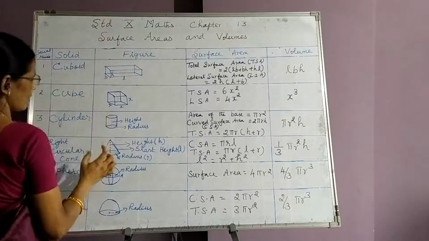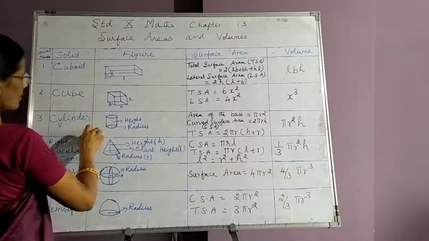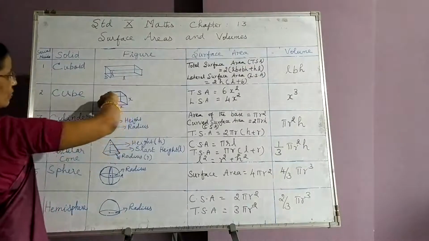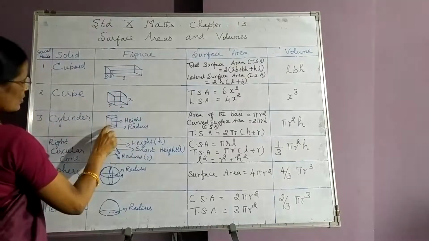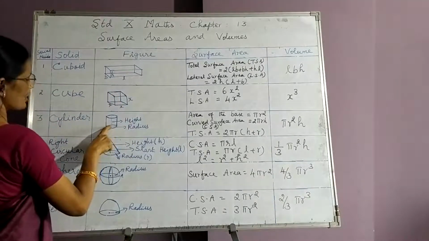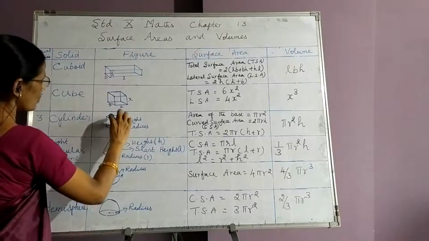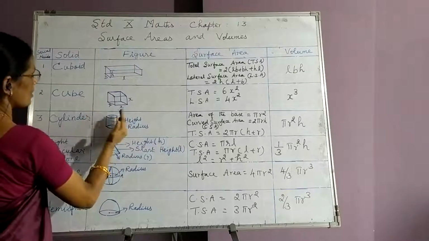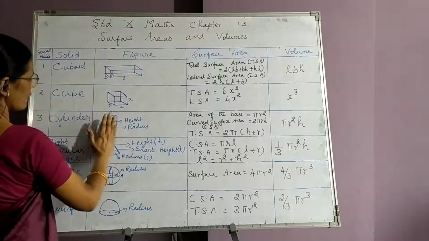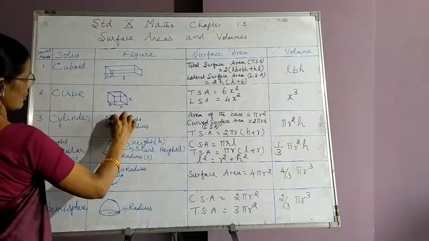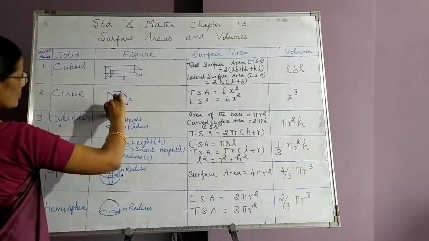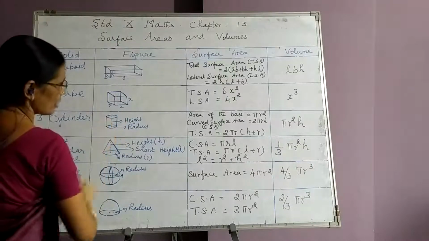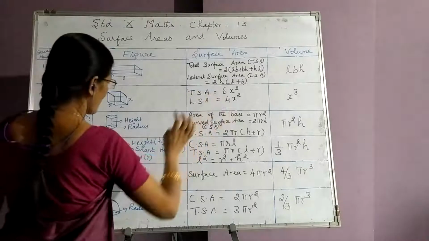Then comes a cylinder. We are very familiar with the cylinder. If you see the top of the cylinder, it is in the form of a circle, which is pi r square. The base is also in the form of a circle, which is pi r square. This portion is called curved surface area, because it is curved, not a flat, not a plain surface. You can see it is a curved surface area. So top is pi r square, base is also pi r square, in between portion is 2 pi r h.